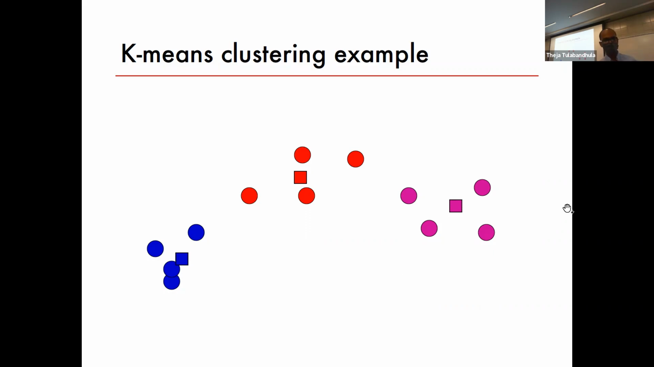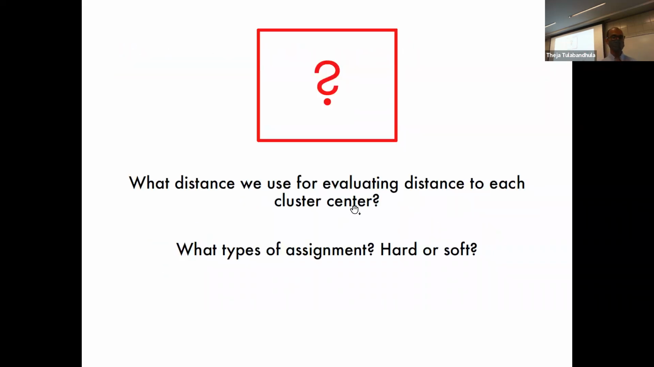Okay, so actually, in fact, here's the question. What distance do we use for evaluating distance to each cluster center? We use Euclidean distance, right? So we used the two norm square or two norm between each data point and the current candidate cluster center to assign that point to a cluster label, right? The assignment was a hard assignment in the sense that each point at any given iteration step is being assigned exactly one color or one cluster label.